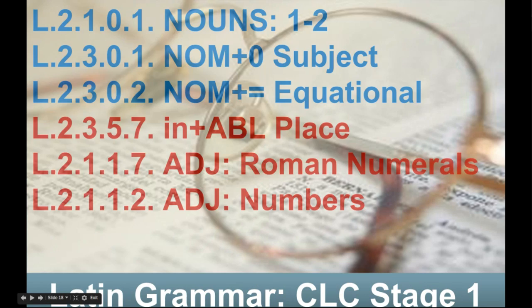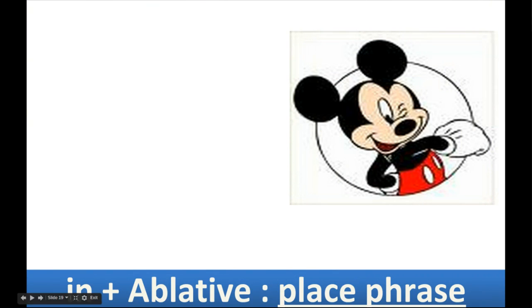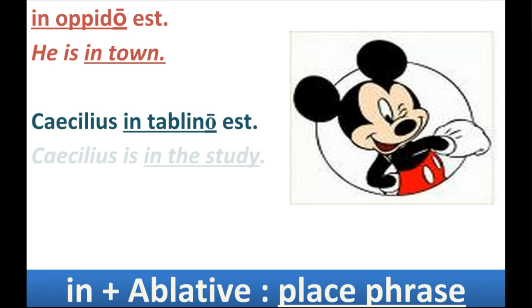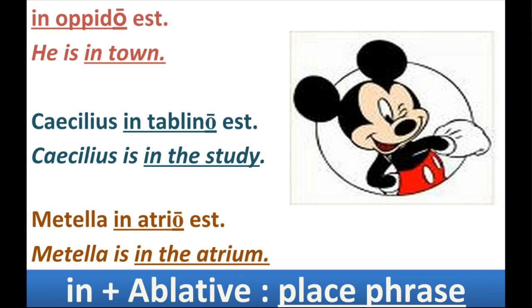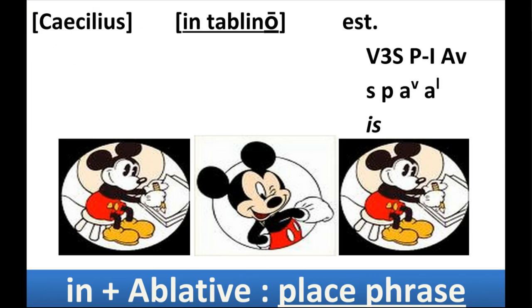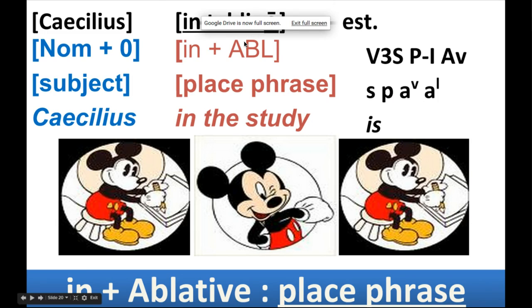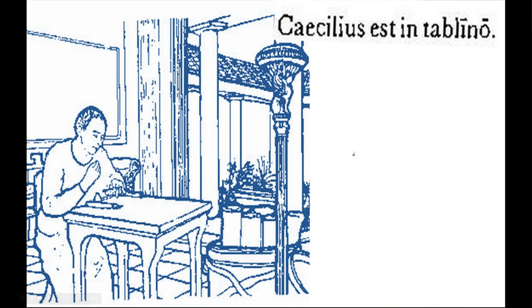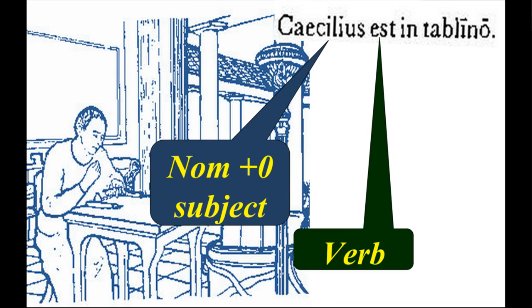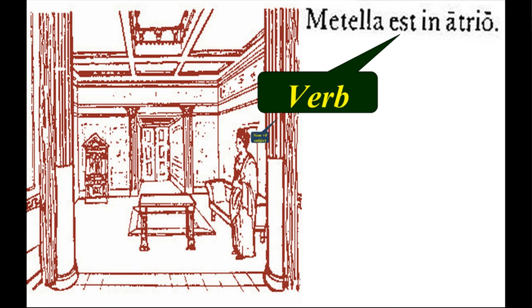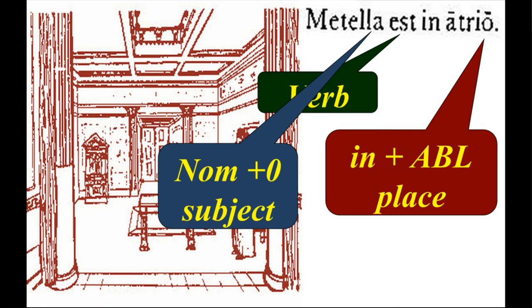Caecilius is in the study. Now, prepositional phrases are these little words. A preposition comes before a noun, but it only takes certain cases. In this case, in takes the ablative, making a place phrase. So, Caecilius in tablino est. Caecilius is in the study. And we see here est, subject phrase, place phrase. Est, verb, nominative subject, in plus ablative, place phrase.